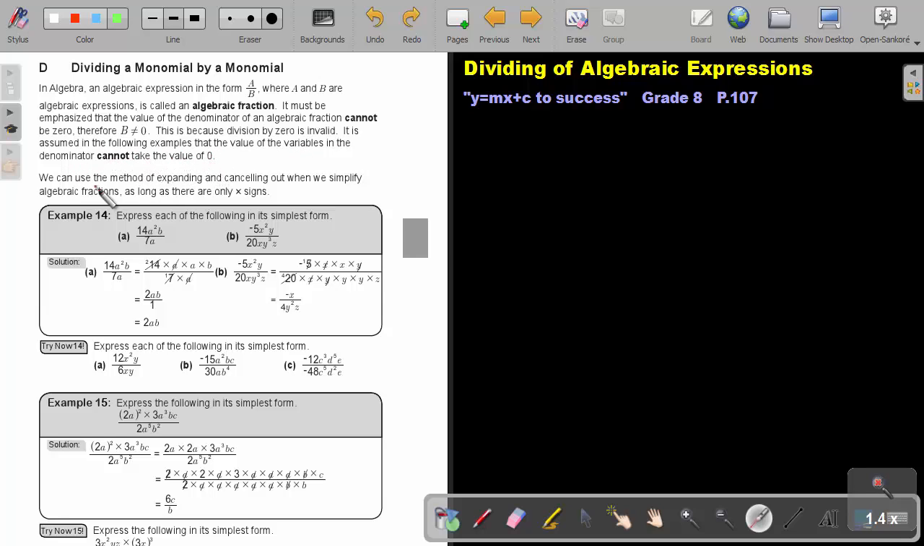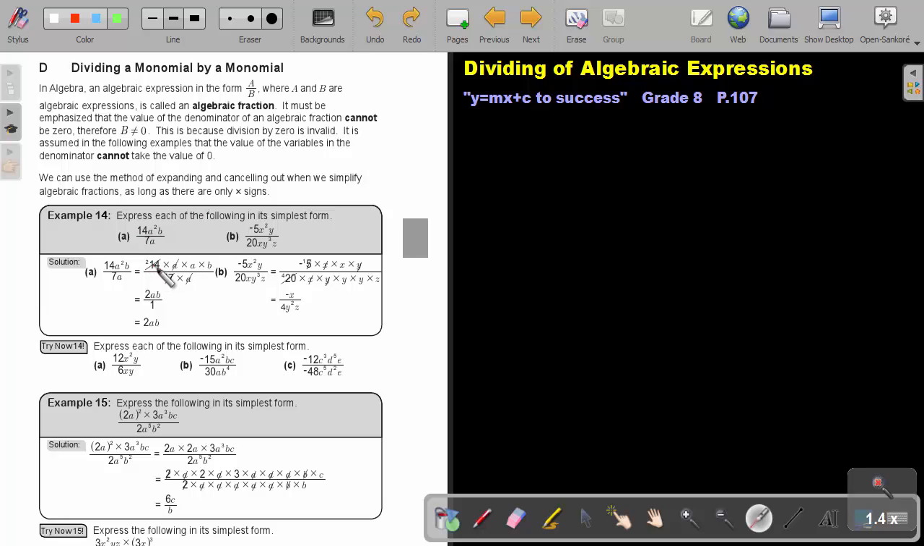of 0. We can use the method of expanding and cancelling out when we simplify algebraic fractions, as long as there are only multiplication signs. Let's look at example 14. 14a squared b over 7a.